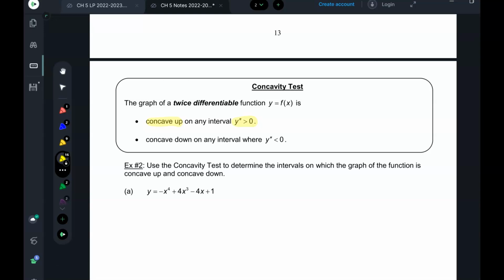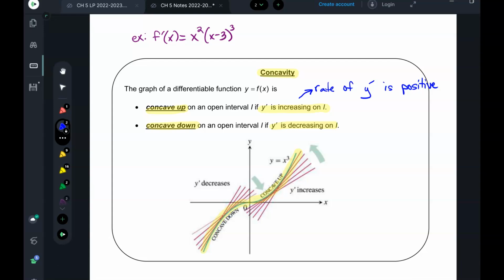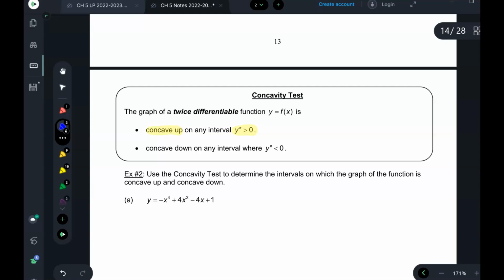So it's like the slope of the slope? It's the slope of the slope. So it's the acceleration. Exactly. It's like acceleration. It's the second derivative, y double prime. So when this says y prime is increasing, this is saying the rate of y prime is positive. That's another way to describe it. If I'm saying the rate of y prime, I'm doing the derivative of the derivative, or in other words, the second derivative. Do you see the connection there?